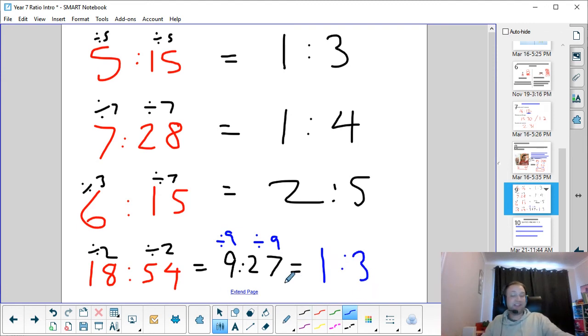So it turns out the best number to divide by right at the start was 18, because 18 goes into 54, but if you don't know your 18 times tables, what I'm trying to show you is that it's okay to simplify in more than one go, right? Just simplify and then see if you can do it again until you can't simplify anymore.